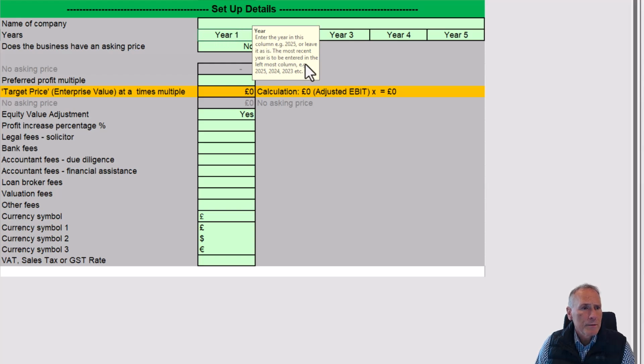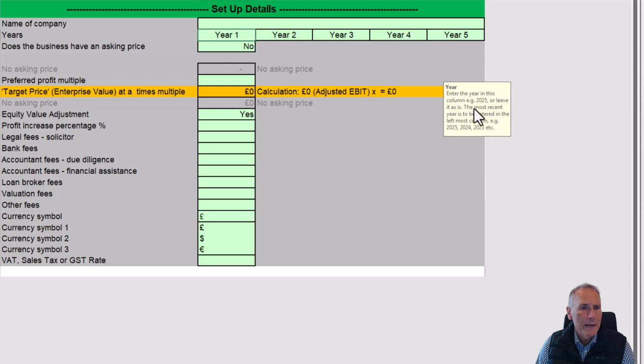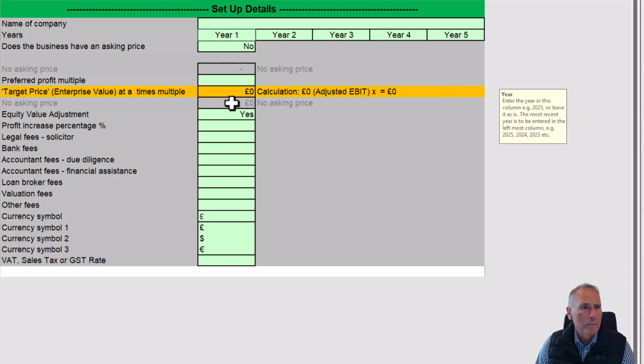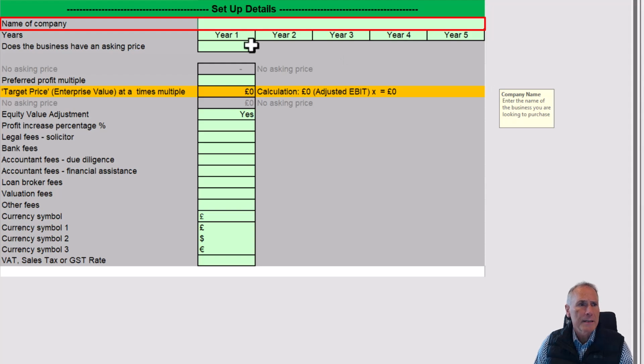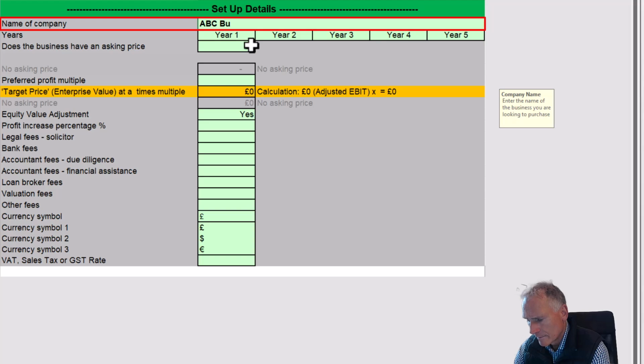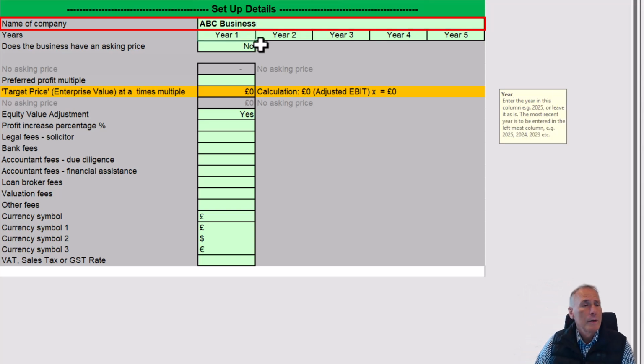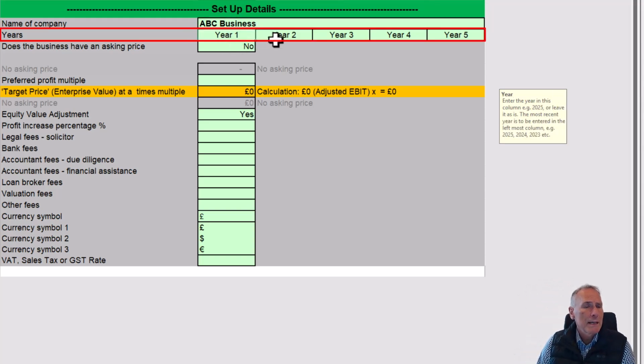So the easiest thing to do is to move this out of the way so that it doesn't block where you're entering information. So to begin with, I'm going to enter the name of the company, which in this case is ABC Business. The next set of cells relate to the years, and these are going backwards in time.